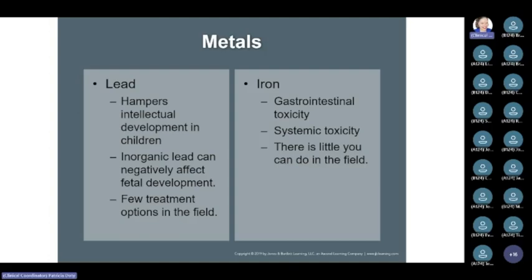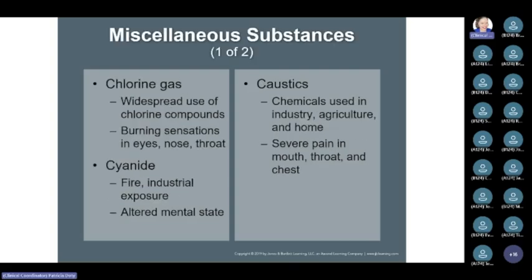It's crazy. Iron that gets in your GI becomes toxic in your GI tract. Systemic toxicity too, and there's little you can do in the field. Just get them to the appropriate facility. And of course, all of these are going to be ABCs: establish an airway, breathing, circulation, establish an IV.